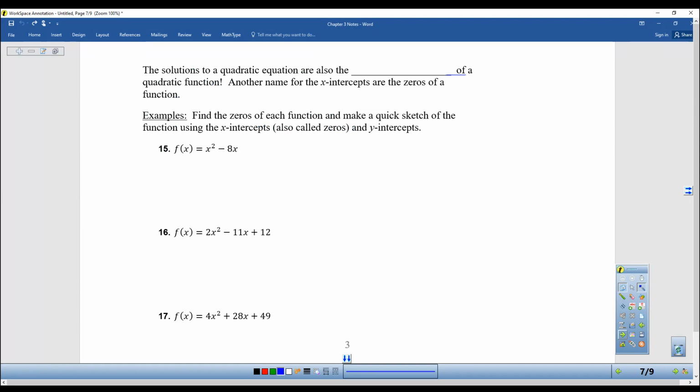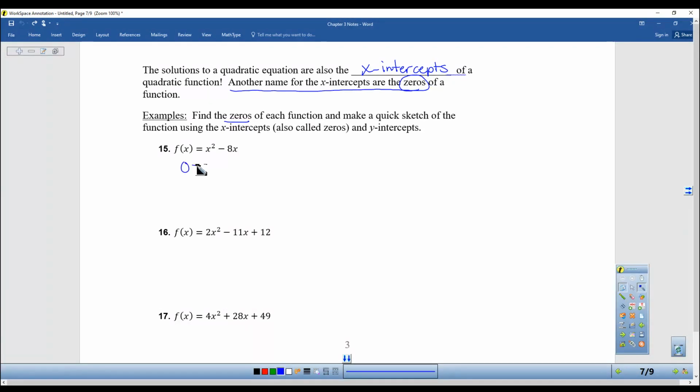So the solutions, this is what we've been saying the whole time, to a quadratic equation are also the x-intercepts. I know you're thinking, you already said that. I know. I'm going to keep saying it until everybody gets it. Another name for the x-intercepts are zeros. So I guess somebody got tired of calling them x-intercepts, kind of a mouthful. So a lot of people refer to them as zeros. So when it says find the zeros, that's really just the x-intercepts.